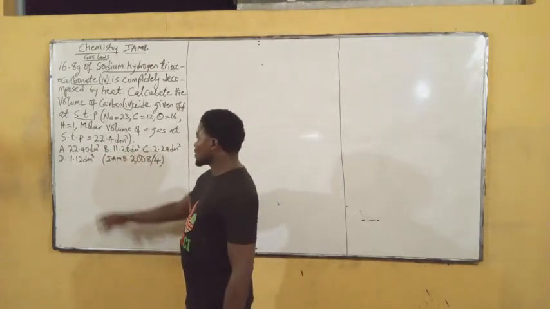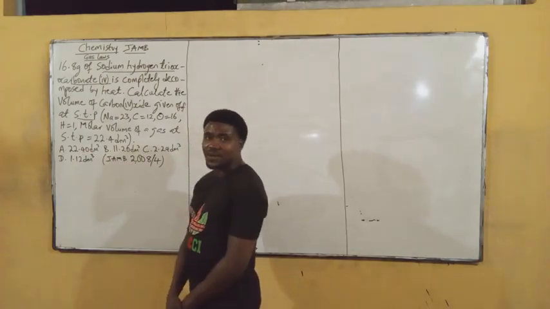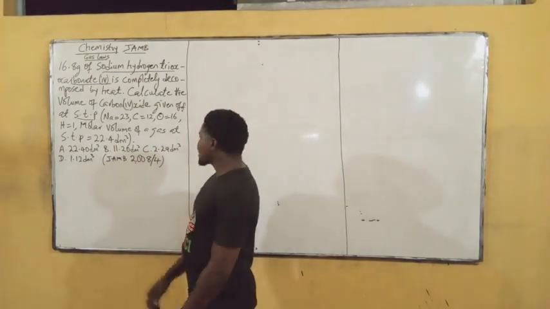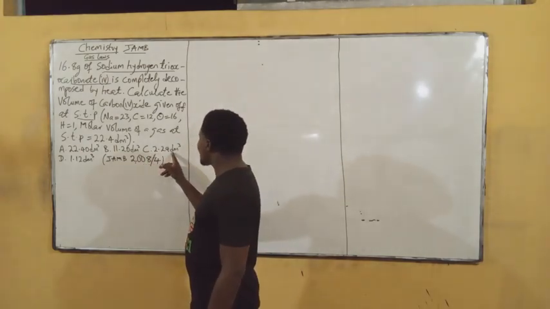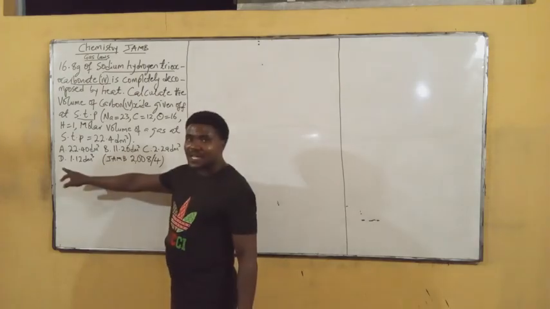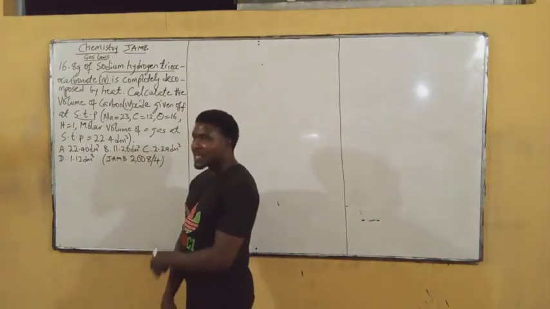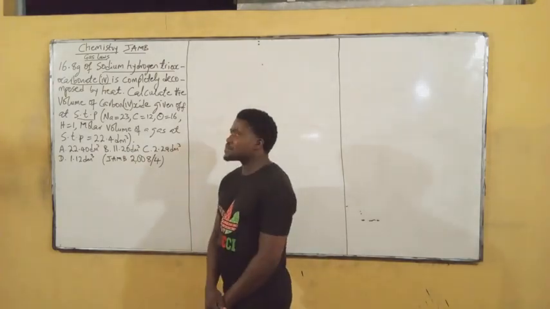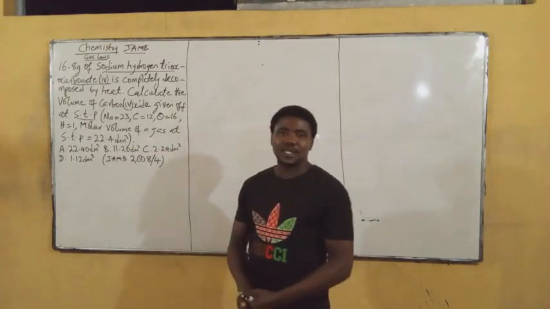In this question, option A is 22.40 dm³, option B is 11.20 dm³, option C is 2.24 dm³, and option D is 1.12 dm³. This is JAM 2008, question number 4. What do we do to this effect?